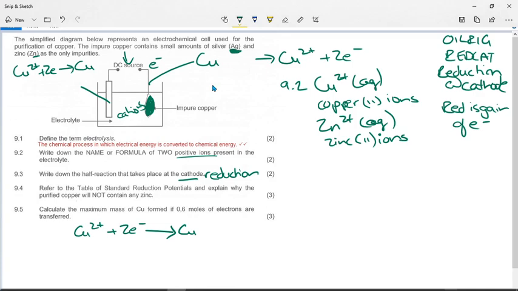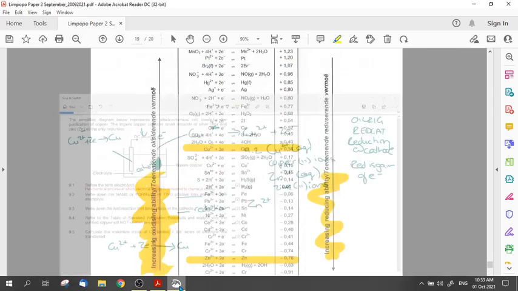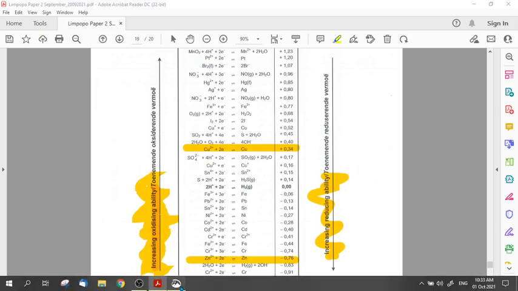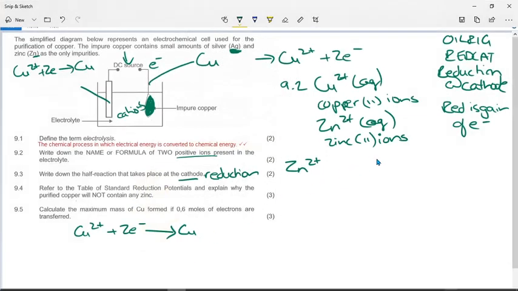potentials and explain why the purified copper will not contain any zinc, we have to be very clear here. When we look at those reactions, it is Zn2+ going to form Zn. That is the reaction we are interested in, the forward reaction, not the reverse reaction. So what do we know about Zn2+ when we look at the table? Does it have an increasing oxidizing ability? No, it has a lower oxidizing ability. So Zn2+, not zinc, but the zinc ion, they are not the same.